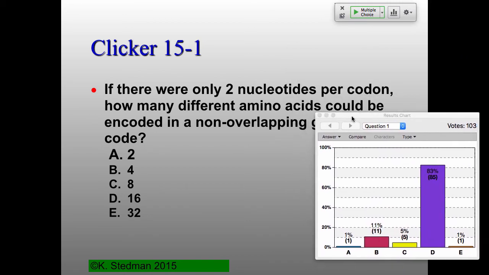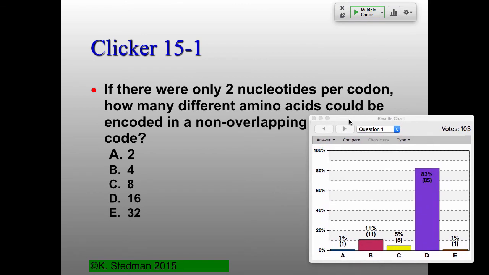So yes, it's 4 to the n. 4 squared is 16. Yes, thank you. I'm going to run you people down who came up with these other answers. So we should ask our dean if that's a good idea.